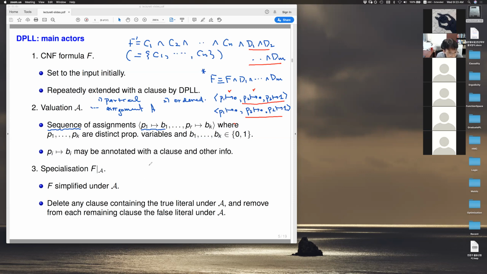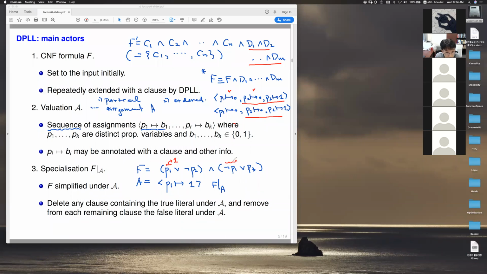Maybe giving an example is better. Say I have a formula F, where one clause is P1 or not P2, and the other clause is not P1 or P3. Assume that we have a valuation A which just binds P1 to 1. Then if I do specialization of F under A, by using A we essentially replace the literals by their values as much as possible. In this case, we know P1 is equal to 1, so these literals will be replaced by 1.